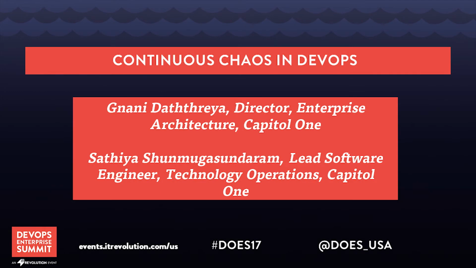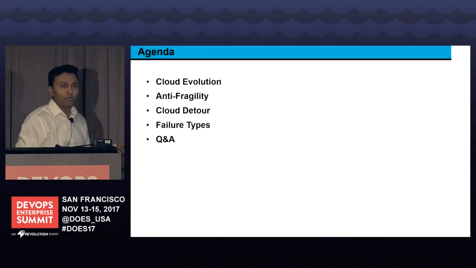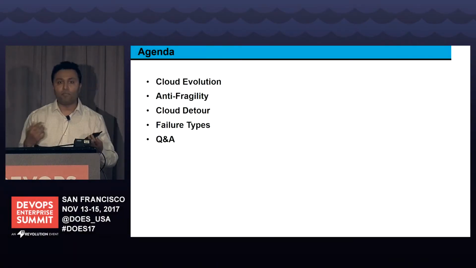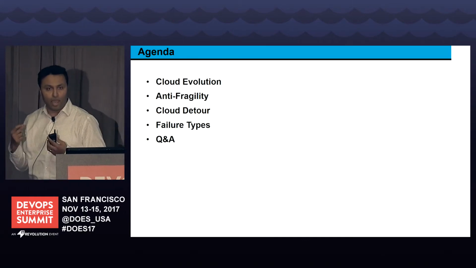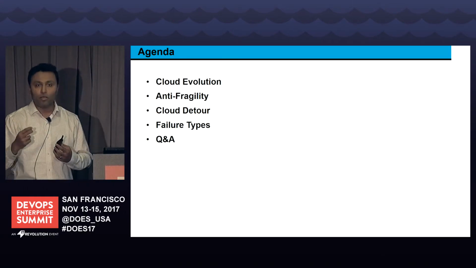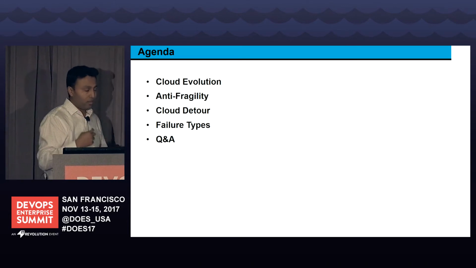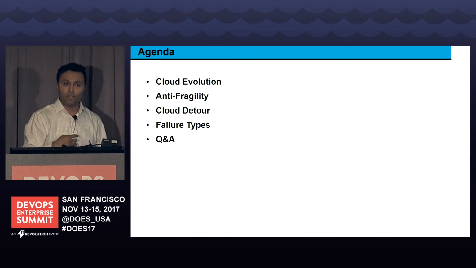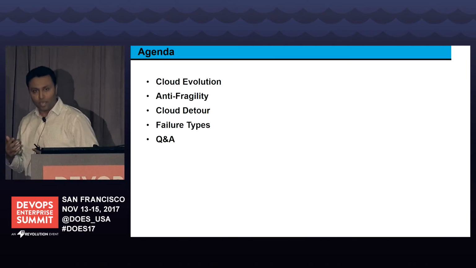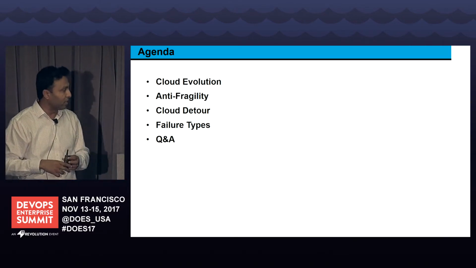The topics that we are going to cover today: our tech transformation at Capital One, and what that transformation is. How we are building our anti-fragile applications. And then we're going to talk about an in-house engineering solution for chaos testing and the different types of failures we induce as part of our application resiliency testing.